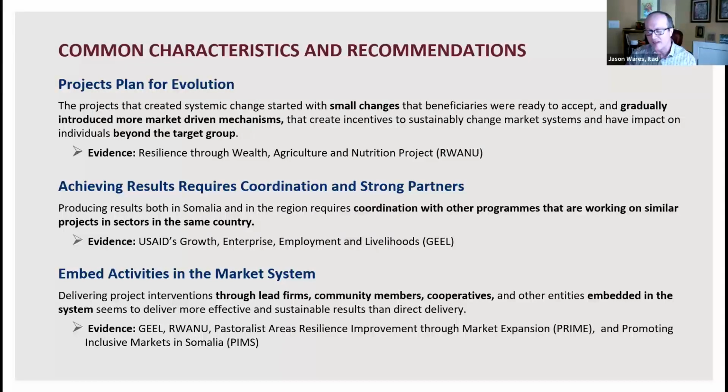For example, while the FAO Cash Plus project in Somalia effectively increased farm-level productivity, it was only to the extent that the program itself was able to provide inputs and deliver capacity-building trainings each season, and they had to repeat these initiatives each season. However, projects like GEAL, PIMS, Rwanu, and Prime delivered many of their interventions through lead firms and community animal healthcare workers, cooperatives, and other actors embedded in the market system. These projects more effectively overcame risks inherent in their markets and established new systemic relationships that continued after the project was complete.